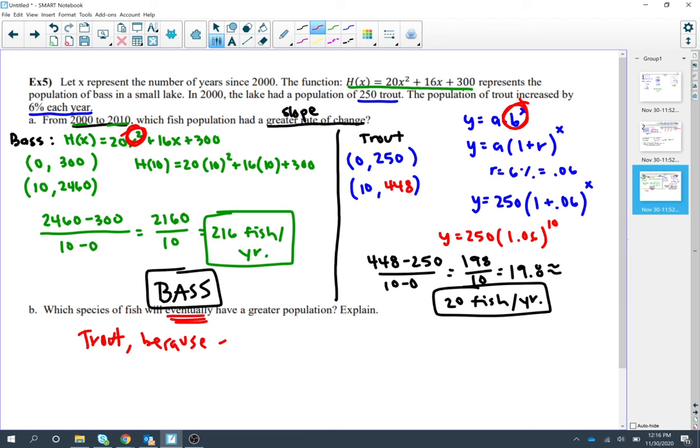Because exponential growth eventually exceeds all others. Okay, so if you go think about example 4 that we just did with the money, eventually you're going to have more money if it's growing exponentially versus linearly.